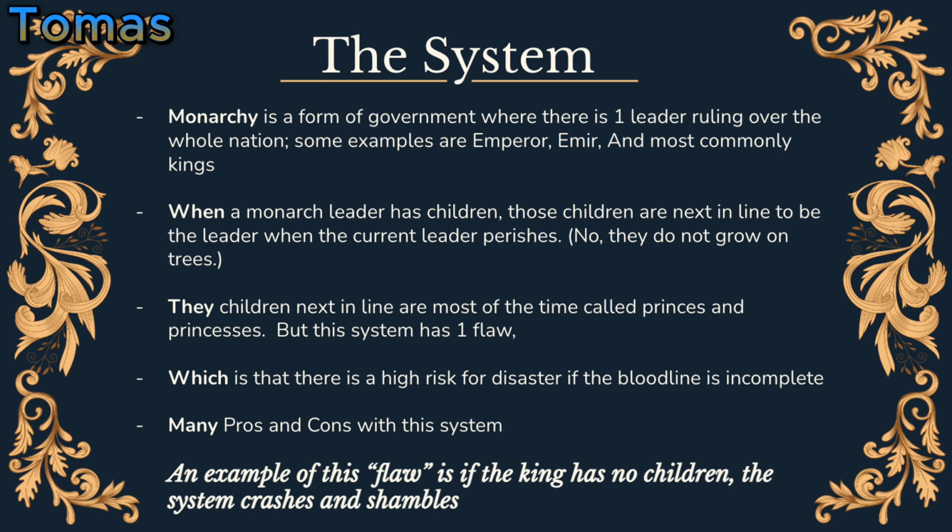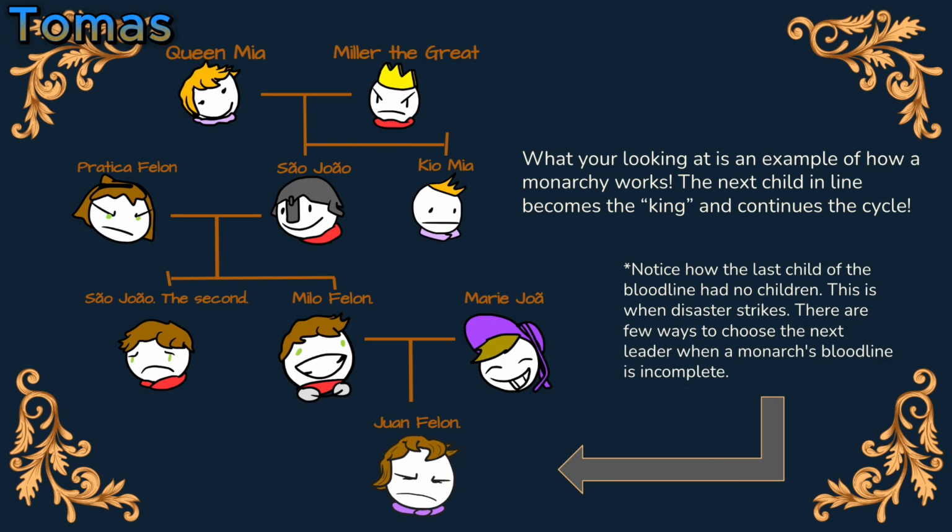There are many pros and cons with this way of choosing a monarch, and one flaw. And that flaw is if the bloodline is incomplete, the system crashes into shambles. For example, if a king did not have children, who would be next in line to be the king? That'll be provided in the next slide, an example. But of course, there are many cons and pros, but we'll get to that later. An example of the bloodline system is provided on the next slide with a fictional people as an example.